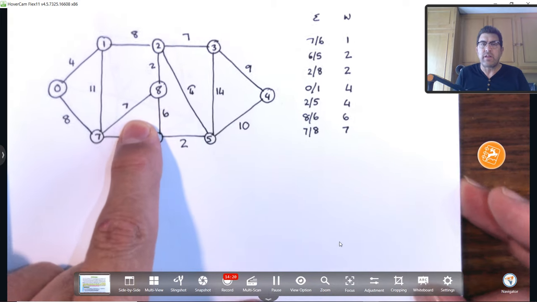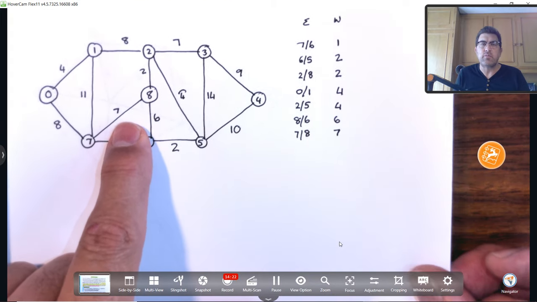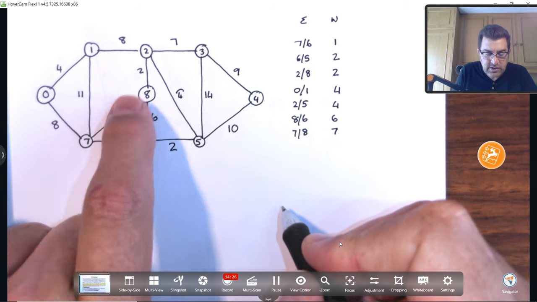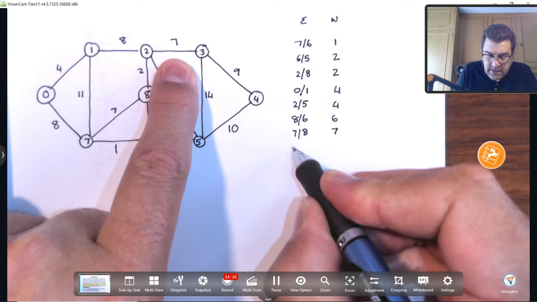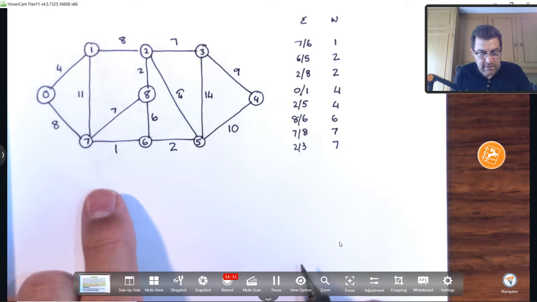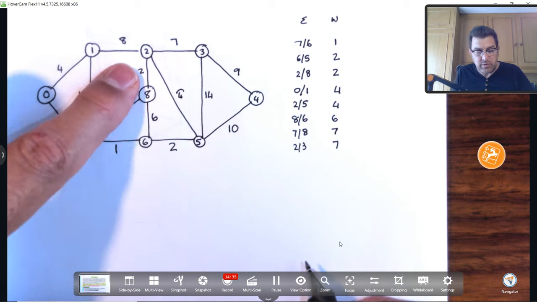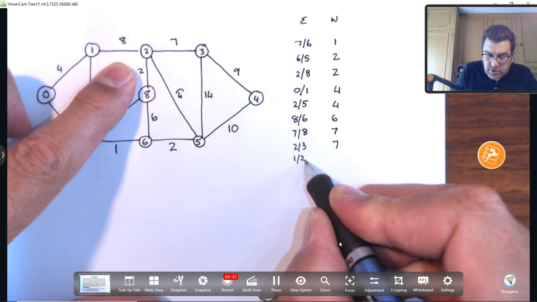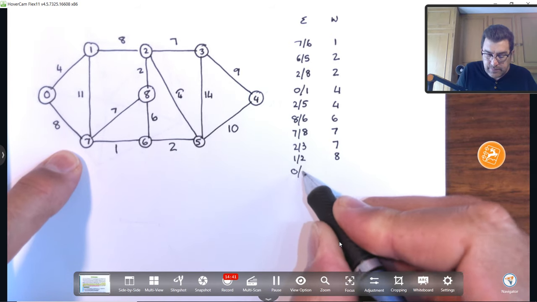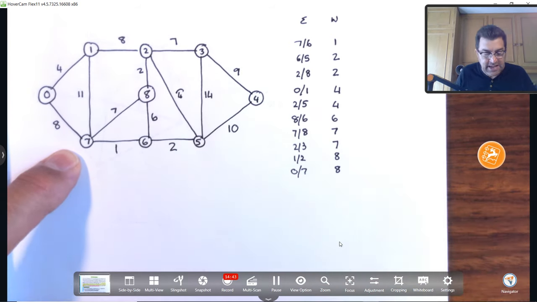Okay? Just to remind us what we're doing. There's another edge with a weight of 7, and that is the edge 2, 3. Then we have two edges with weight 8. So 1 and 2 has a weight of 8. And then 0 and 7 has a weight of 8.